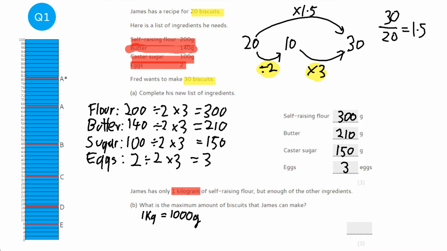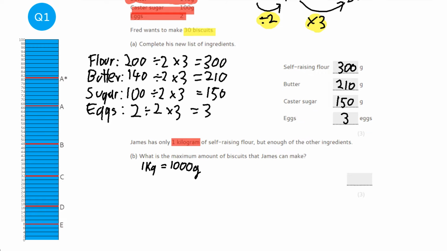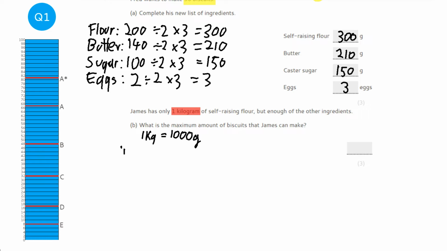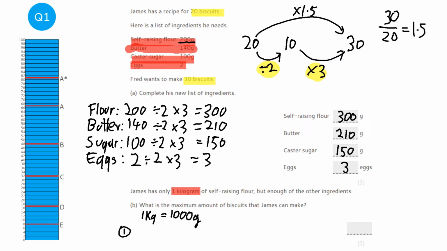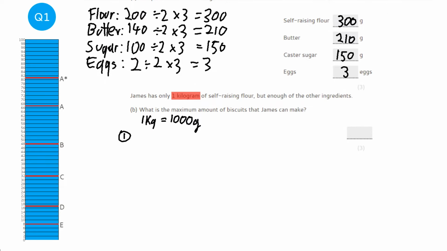Okay, now we have to look at how much self-raising flour we've got. So we've got 200 grams of self-raising flour. So for one batch of ingredients, for one of these at the top, for this we need 200. For two batches of those ingredients, we need 400. For three batches, we need 600. For four batches, we need 800. And then for five batches, we need 1,000. And actually that is how much we've got.